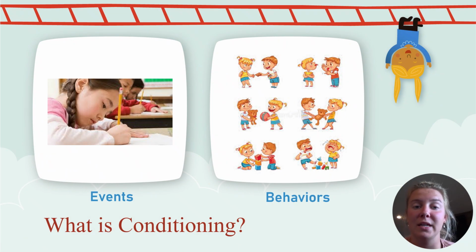So before we dive into the different types of conditioning, I just want to take a look at what conditioning actually is. Conditioning is the process where we learn by forming associations between events or behaviors, and these are called stimuli. While classical conditioning and operant conditioning have their differences, they can both be used to help us explain how behavior is learned.